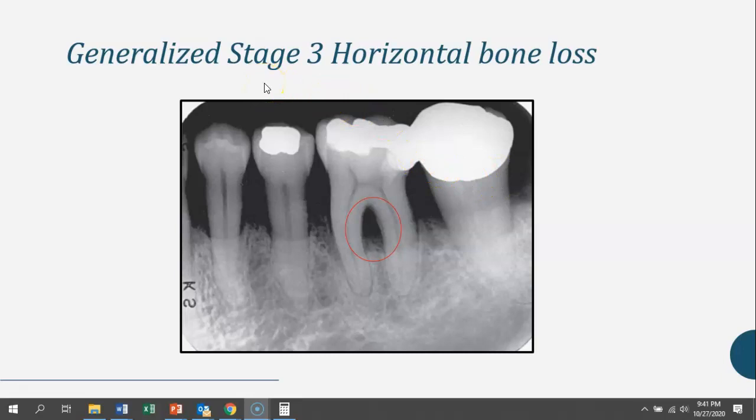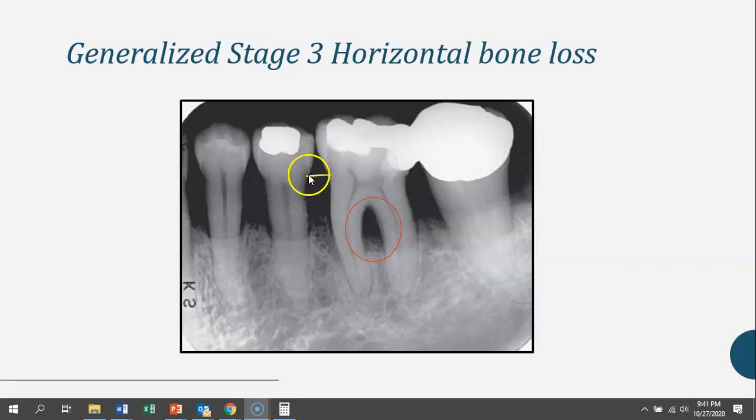So here is an example of generalized stage 3 horizontal bone loss, although I have to say I'm actually second guessing this slide and wanting to say that it almost looks more like a stage 4, frankly, because there's so much bone loss through here.